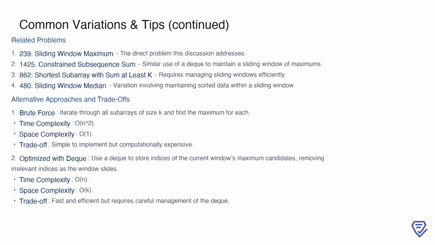In terms of alternative approaches, the brute force method involves iterating through all subarrays of size k and finding the maximum for each. While this method has a time complexity of O(n squared) and requires minimal space, it's computationally expensive and not suitable for large arrays. On the other hand, the optimized deque approach stores indices of maximum candidates, removing irrelevant indices as the window slides. This method achieves O(n) time complexity and O(k) space complexity, making it efficient but requiring careful handling of the deque.